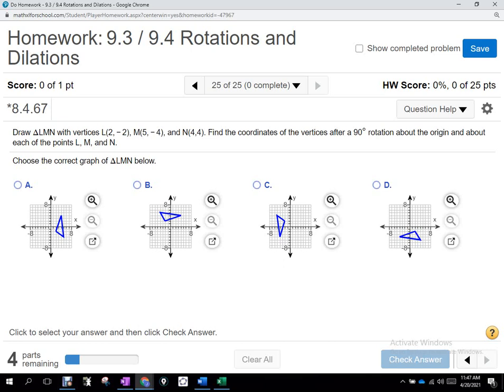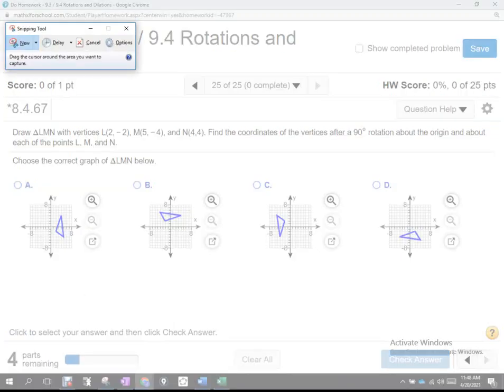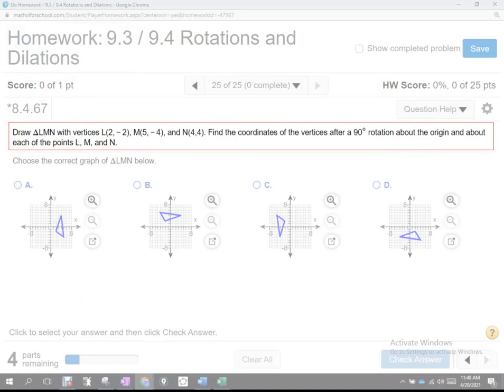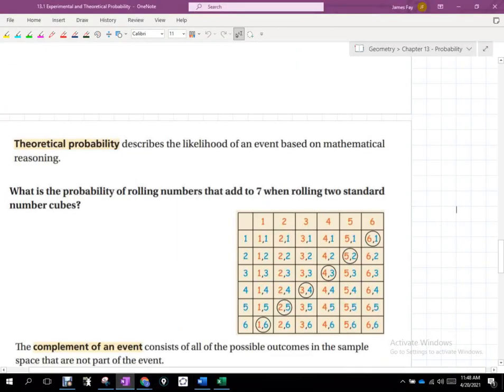It says draw triangle LMN with vertices L at 2, -2, M at 5, -4, N at 4, 4. Find the coordinates of the vertices after a 90-degree rotation about the origin, and then about each of the points L, M, and N. Okay, that becomes a little more tedious when we look at that second part, going around L, M, and N. So I'm going to cut this out and do it over here.